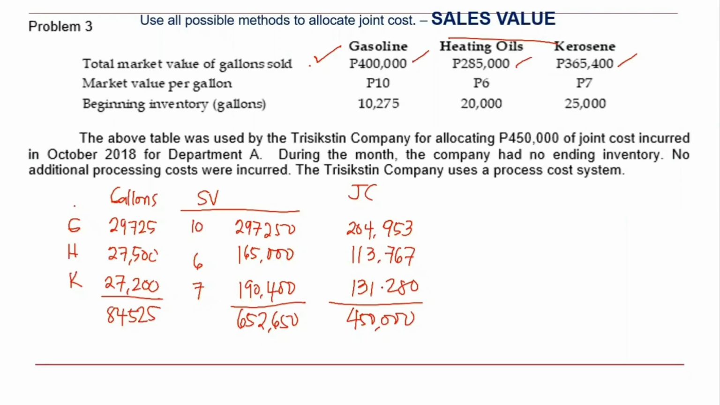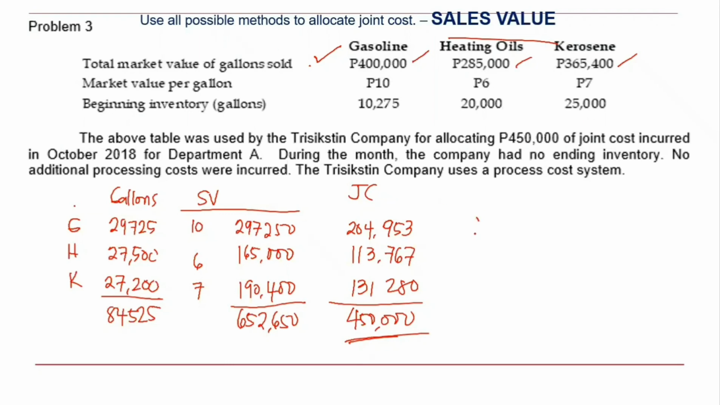So the answer is 449. Okay, the answer is 449. 99, bakit 997 sa akin? Okay, it's 450,000, saktong-sakto po yung ating joint cost. Alright, so thank you again.